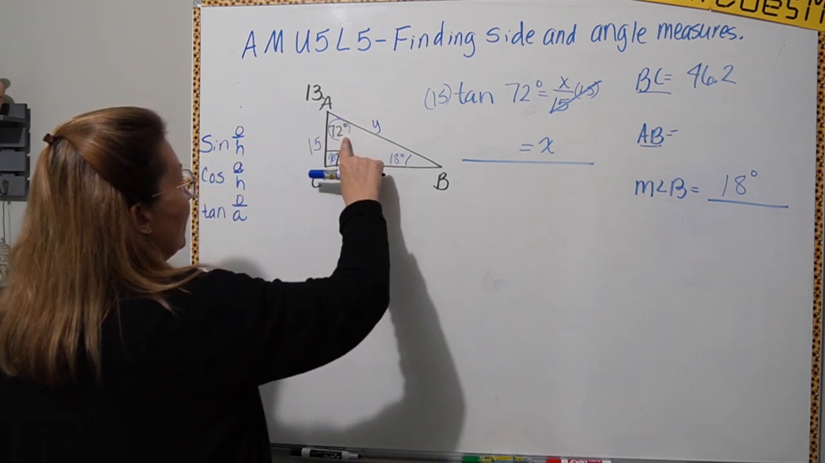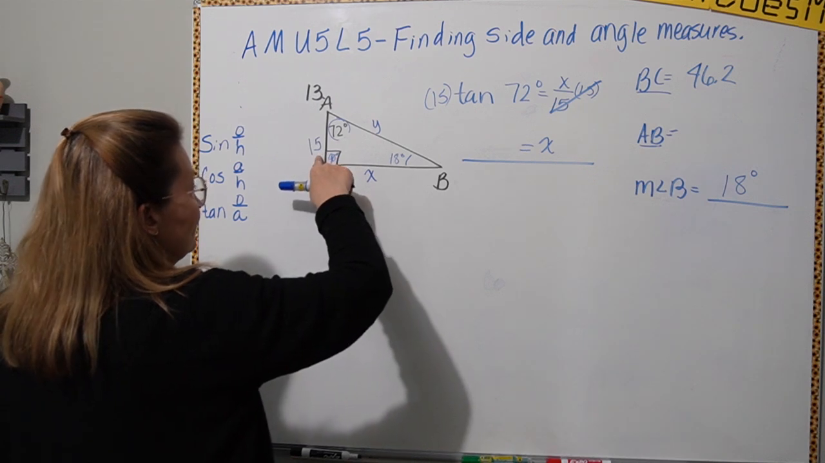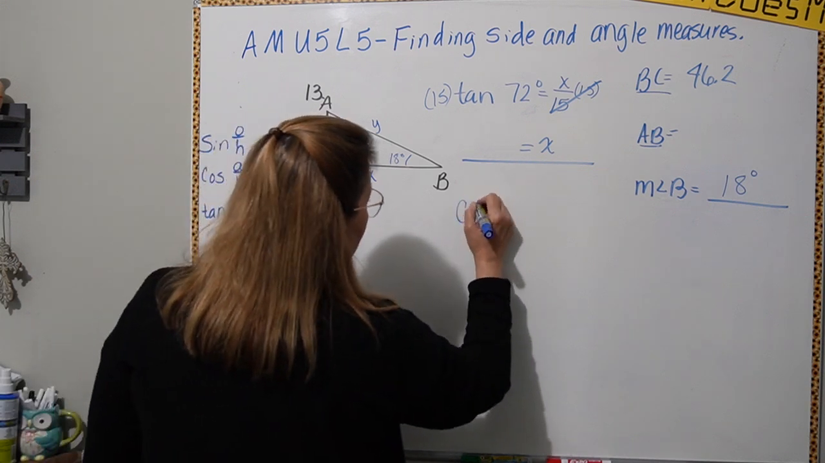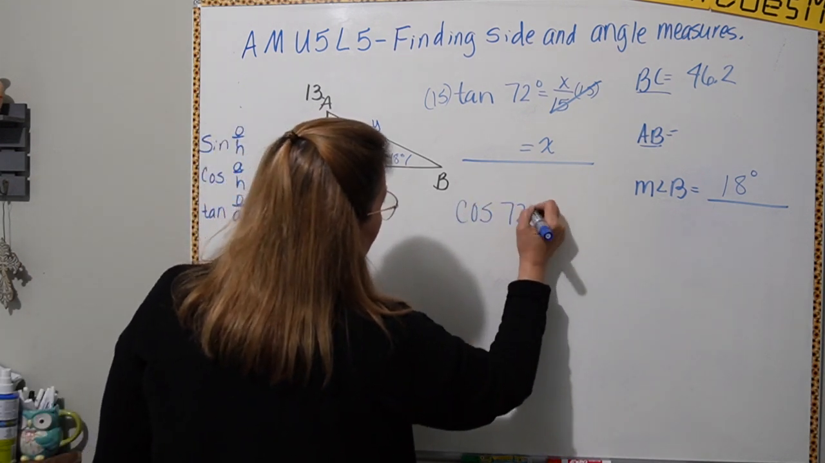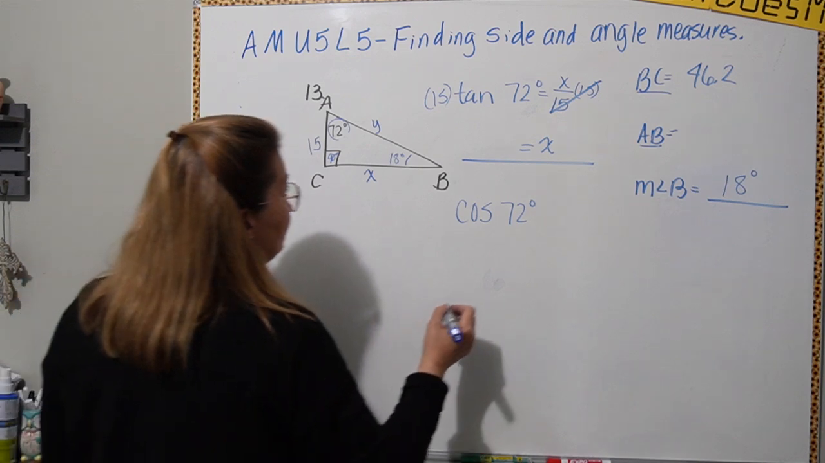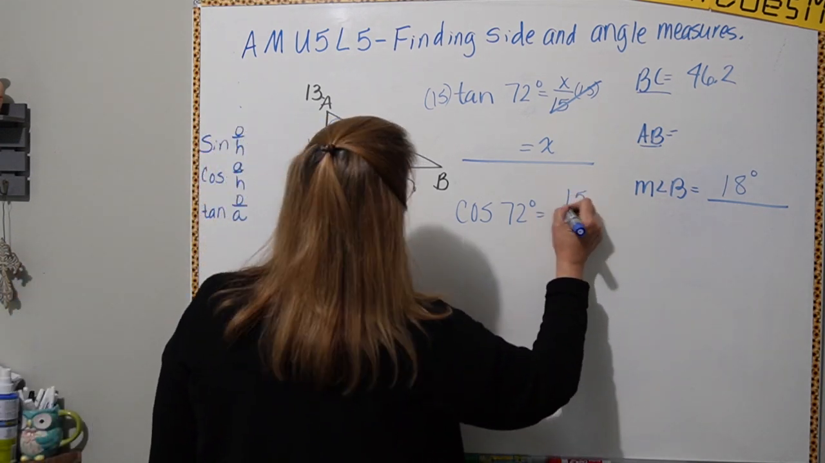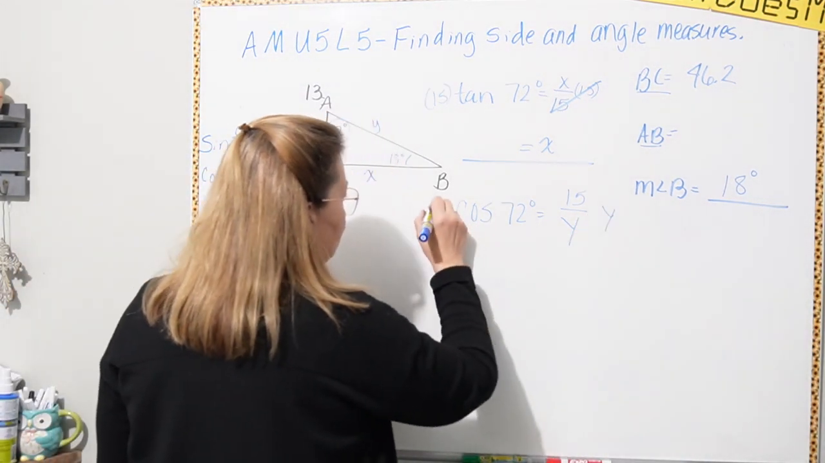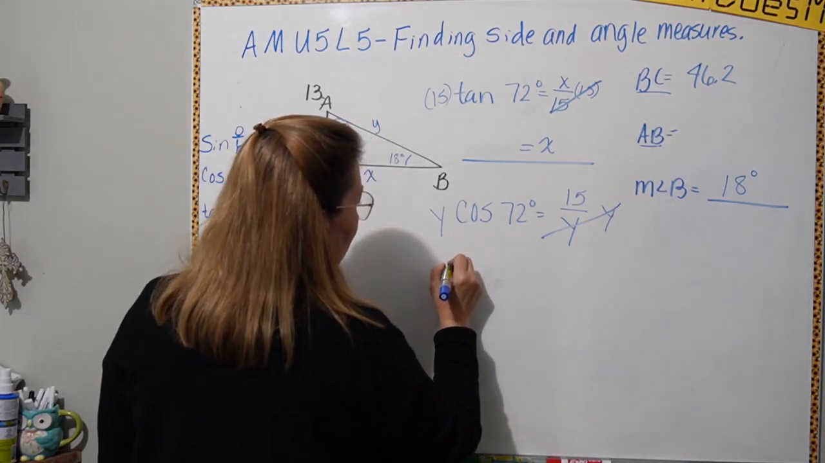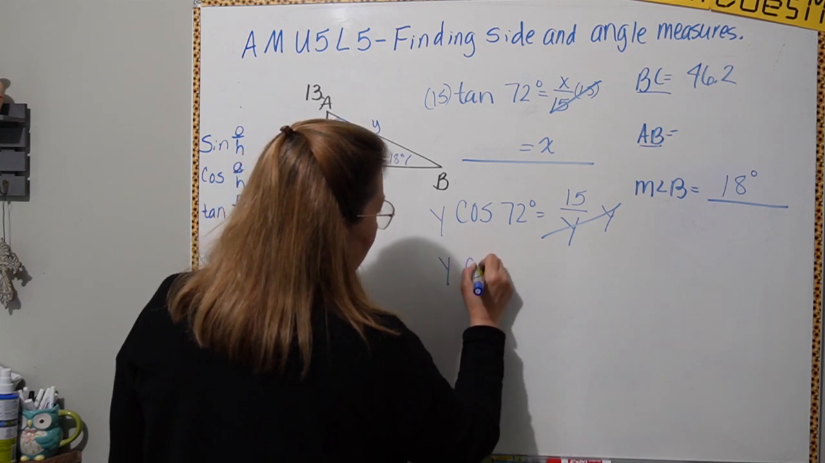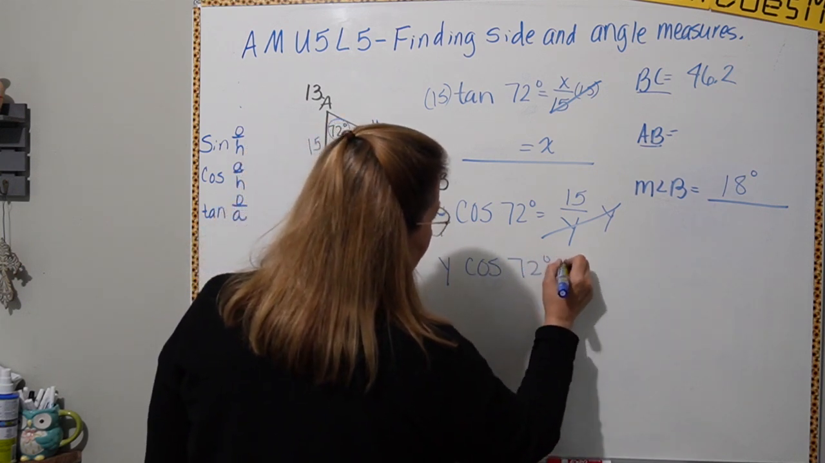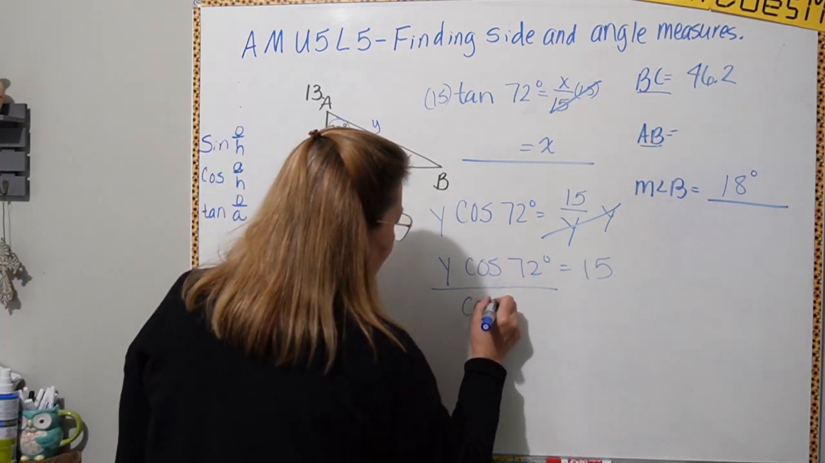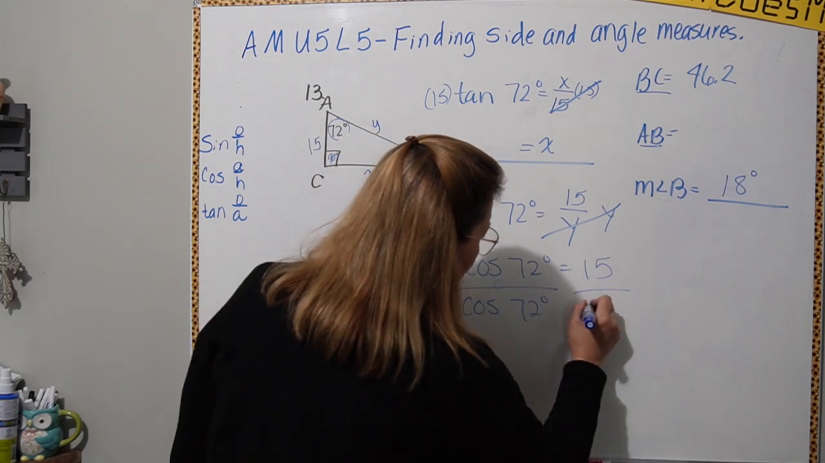The 72-degree angle, I know the side adjacent and I'm looking for my hypotenuse. I could use cosine. So the cosine of the 72-degree angle is equal to the side adjacent, which was 15, over the hypotenuse, which is y. Now we're solving, so I'm going to multiply both sides by y. These cancel, and now I have y cosine 72 degrees is equal to 15. And then I would divide both sides by cosine 72 degrees.